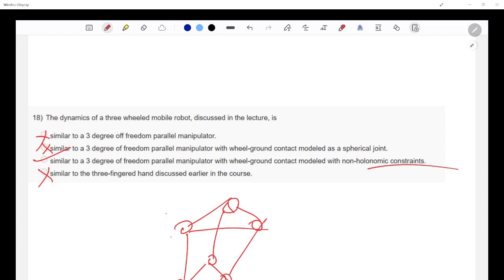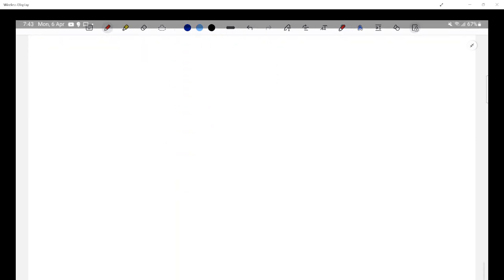So when you see WMR dynamics, you have to understand that it is a parallel manipulator analogy. That is something that we have to bring here. And then the constraints are non-holonomic. Okay. So a WMR behaves like a parallel robot whose joints are replaced by rolling constraints. Okay. With this, we move to the last question.